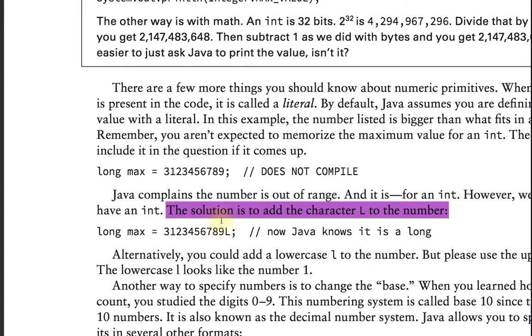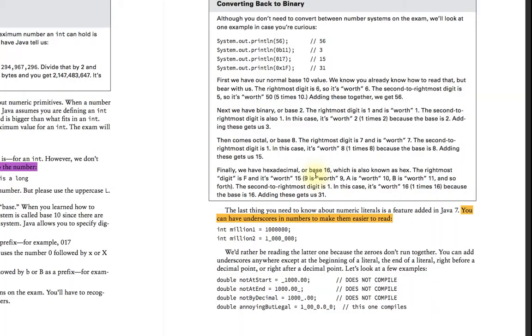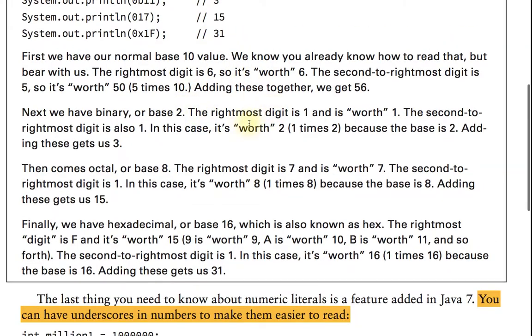Look at here. The solution is to add the letter L to the number. When you have the long data type and a variable, please don't forget to put an L at the end, as we have F for floating point and L for long. And look at this, here they have given a brief description of what B is worth, what A is worth, and what 59 is worth right now.